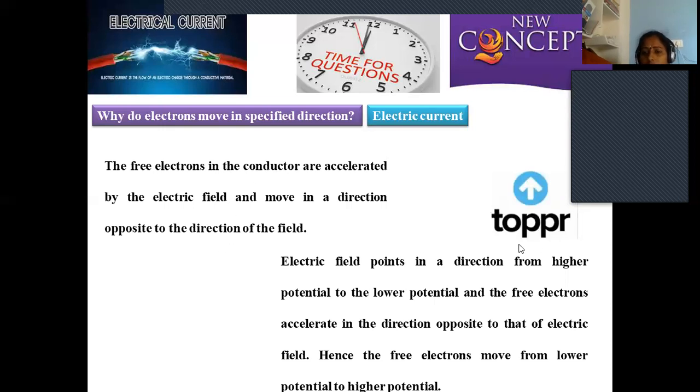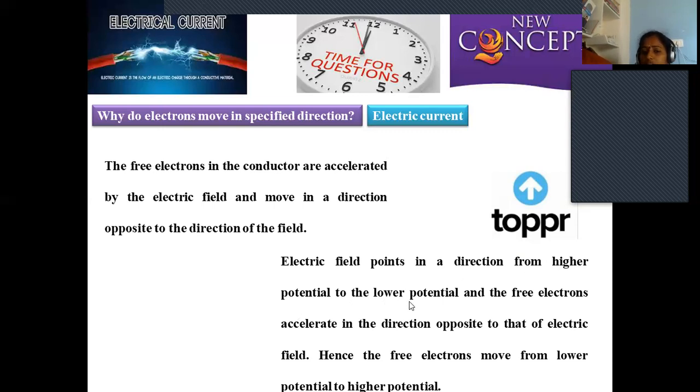I collected this answer from a topper's answer. Thank you very much for the information. The free electrons in the conductor are accelerated by the electric field and move in the direction opposite to the direction of the field, because electrons always have a negative charge and a tendency to move towards the positive end.